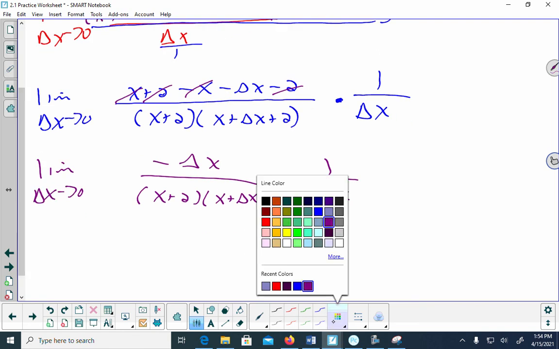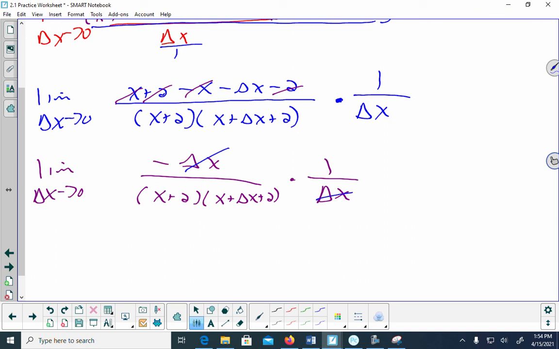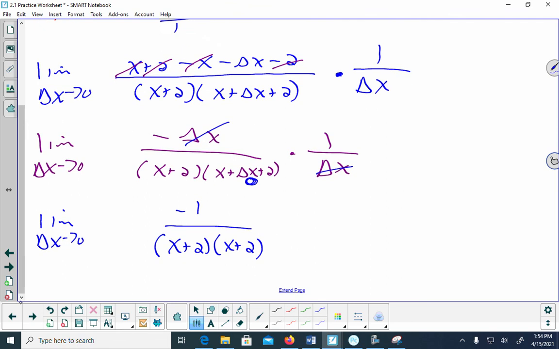Here, the delta x's will simplify, and I'm left with a negative 1 in my numerator. Got to have something up there. So limit as delta x approaches 0. Now, at this point, when I go to write this, I'm going to put 0 in for this delta x. I'm going to have x plus 2, and then that will be x plus 2 as well. So my final answer is going to be negative 1 over x plus 2, and I'm going to write that quantity squared. Oh, that's a bad 2. Very bad 2. Okay, moving on.